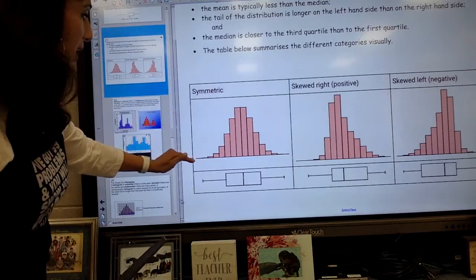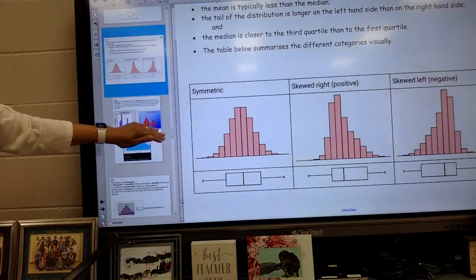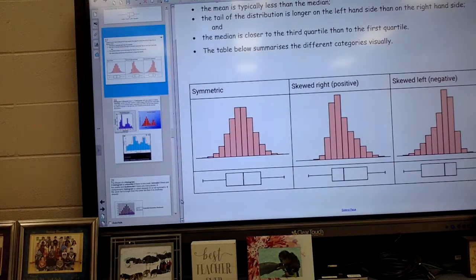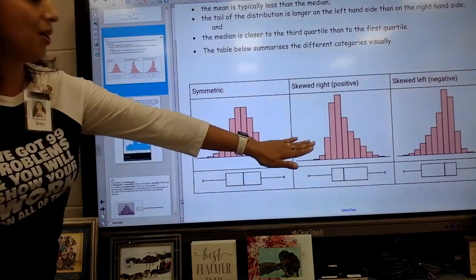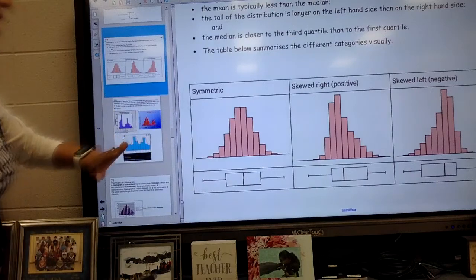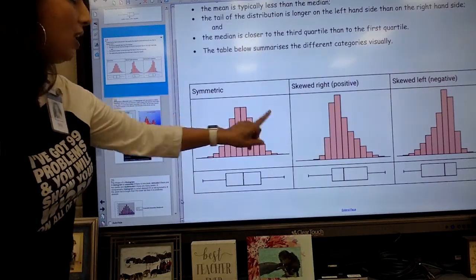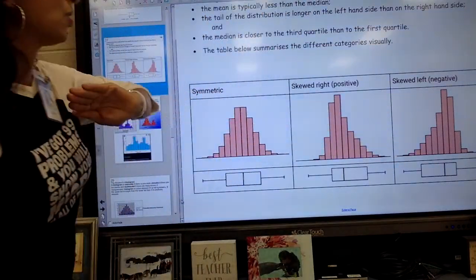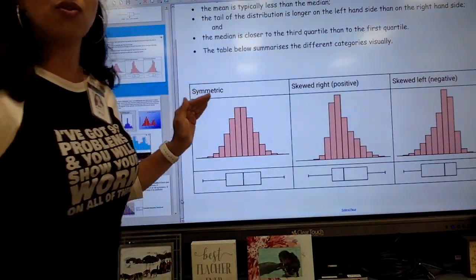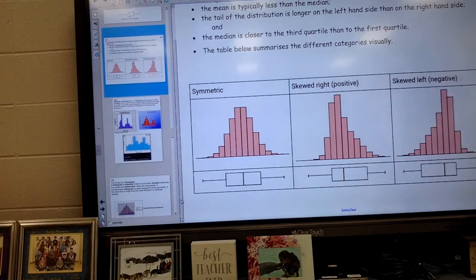See, this is a symmetric histogram. If you're talking about data distribution, the mean and median will be about the same or the same in this category. Don't look at the box and whisker yet because that is something we'll do tomorrow. Both sides in a symmetric are the same. Skewed right, see how the tail end is going this side. So that is a positively skewed graph. And then skewed left, where the tail end is on the left side. That's a negatively skewed graph.